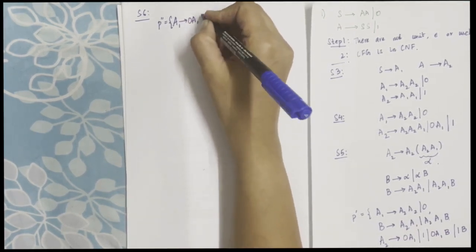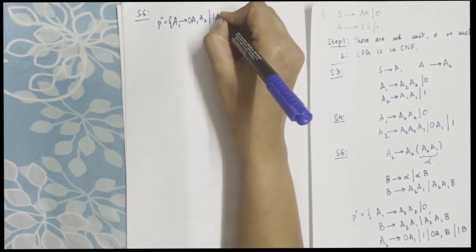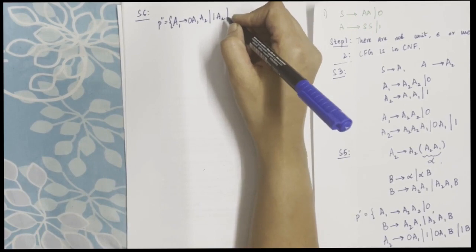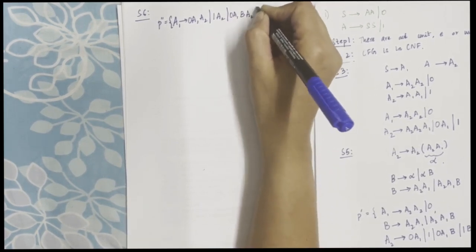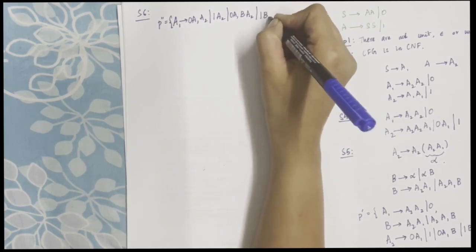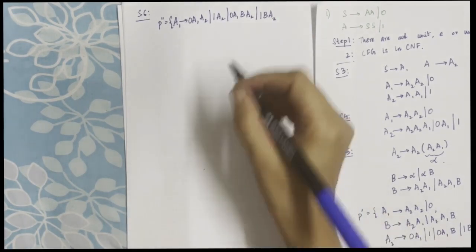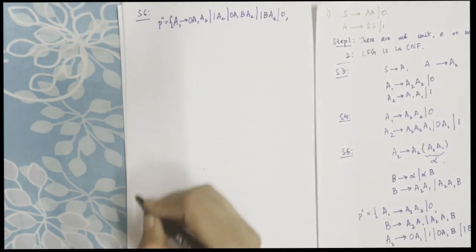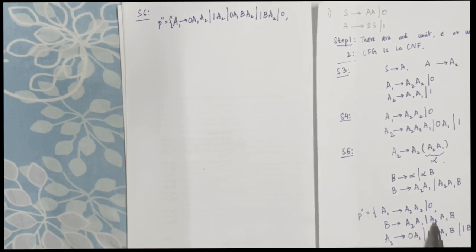So I will get 0 A1 A2 or 1 A2 or 0 A1 B A2 or 1 B A2, and then finally this remaining portion of the rule. So this is with this. Now for B also I have to add all the values of A2. For this rule also I have to add all the values.